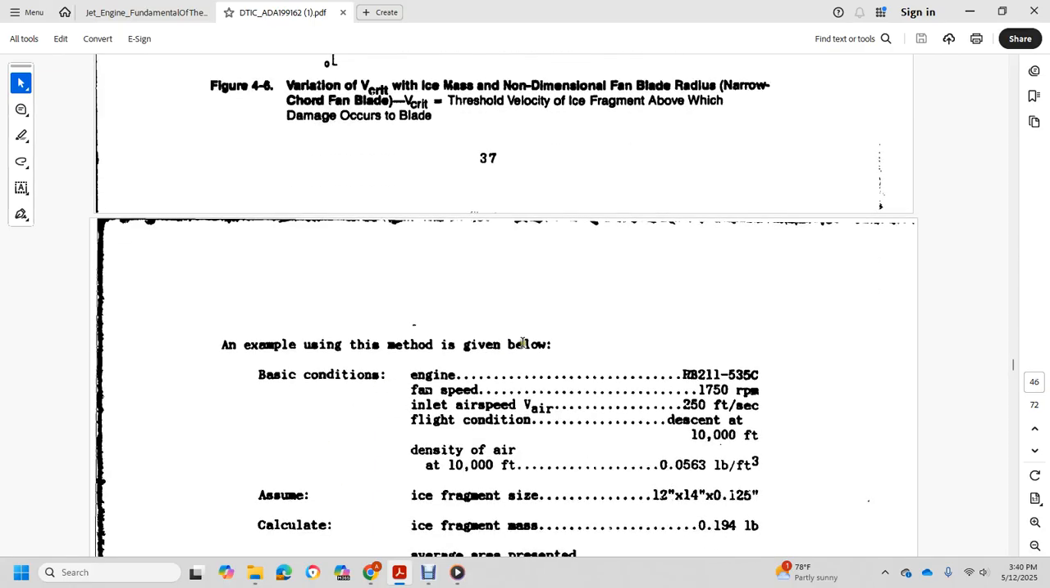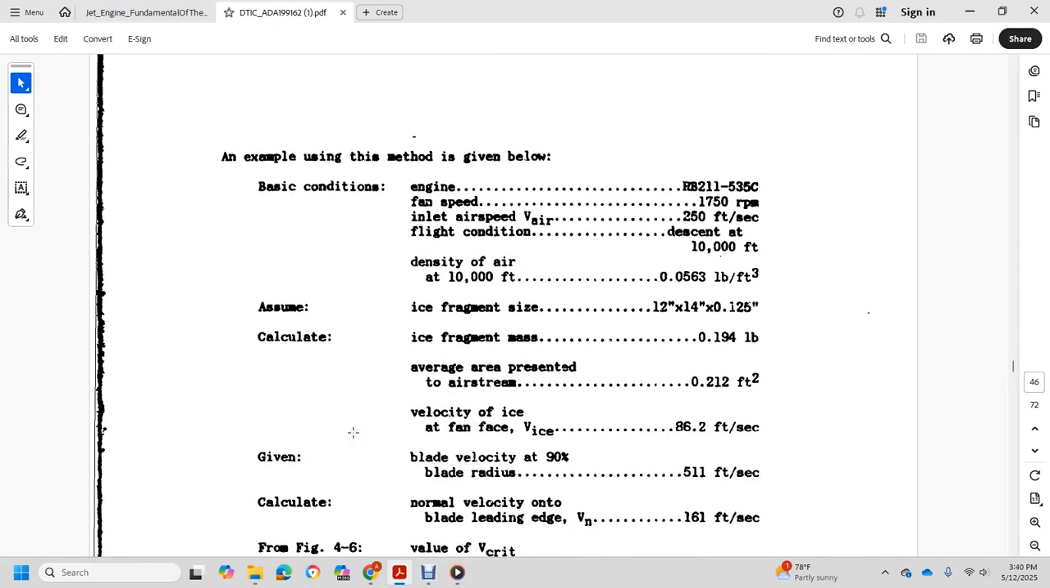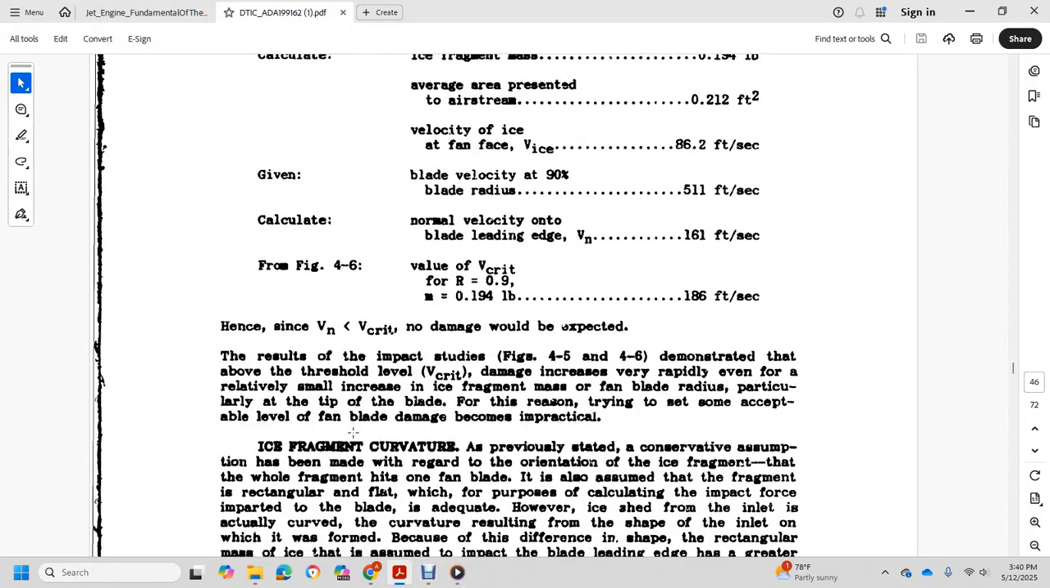An example is used in this method, given below. The basic conditions assumed and calculated are in Figure 4. However, since the velocity of the fan blade is less than the critical velocity, no damage would be expected.